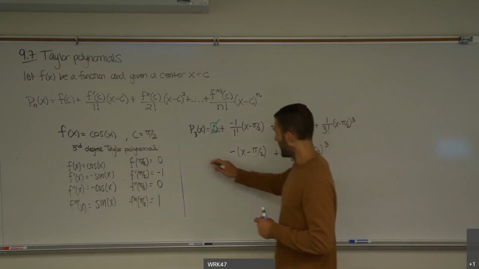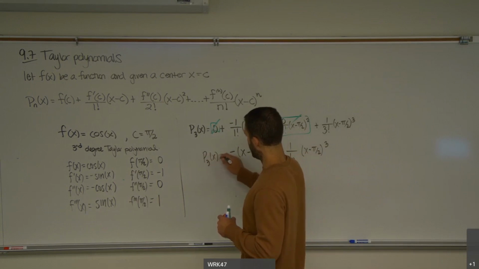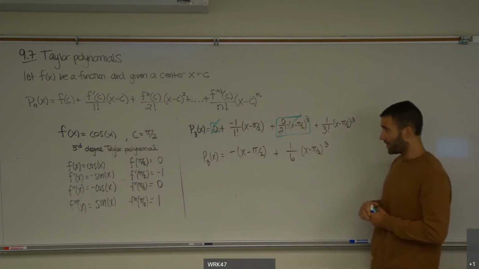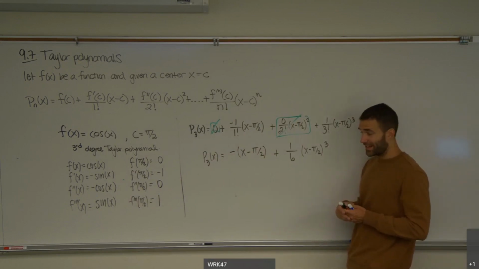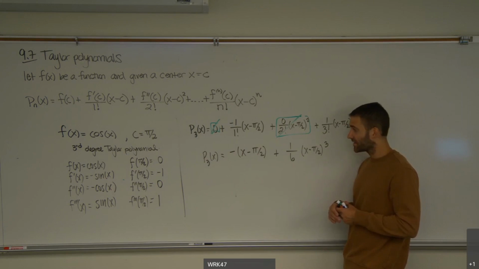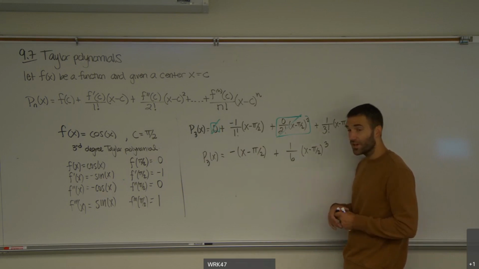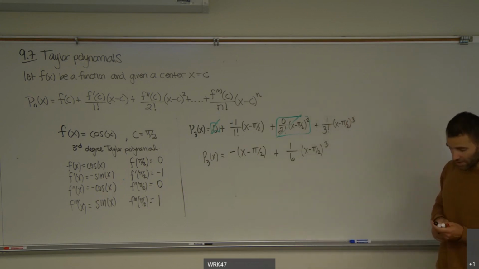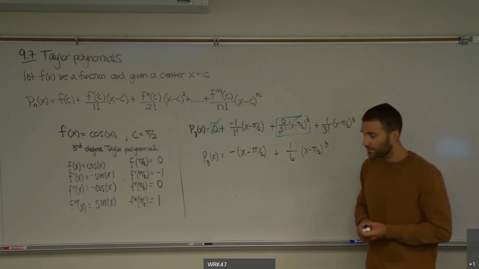We don't need to FOIL this out, right? We can just leave it like this. This is a polynomial. It's a third degree polynomial. And this third degree polynomial looks very similar to cosine of x at pi over 2. So at the point pi over 2, comma 0, that point on the curve of cosine of x, this polynomial looks very similar to it. It's not exactly equal to it, and the approximation is not very good outside of pi over 2, but for a little bit of time around pi over 2, this polynomial looks very close.